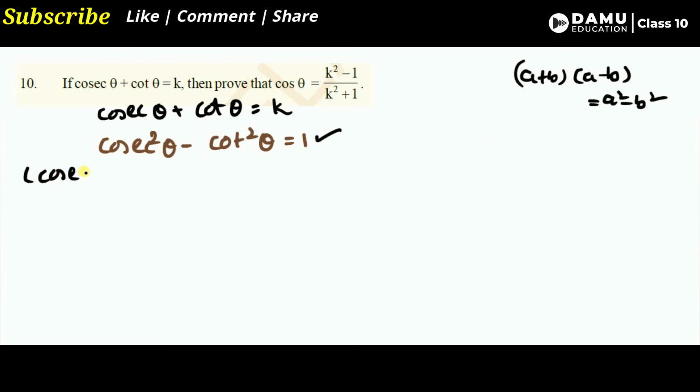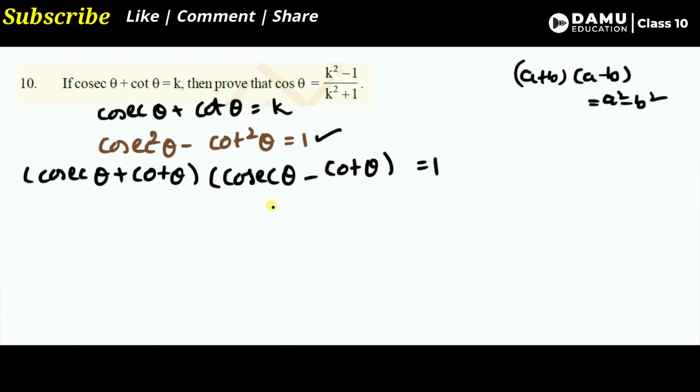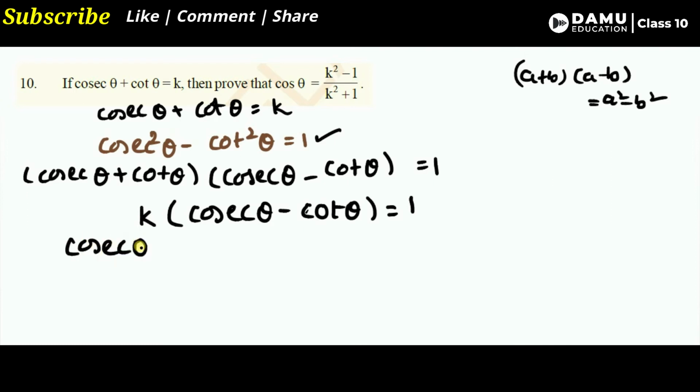So let's write it here: cosecant theta plus cot theta into cosecant theta minus cot theta, that will be equal to 1. Cosecant theta plus cot theta, they are given as k. So that means k into cosecant theta minus cot theta will be equal to 1. So cosecant theta minus cot theta will be equal to 1 by k. Let's take this as equation 1.